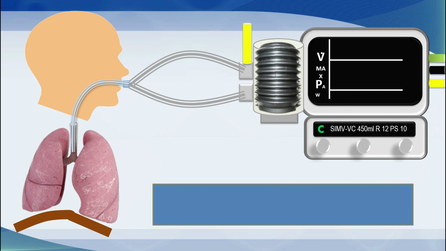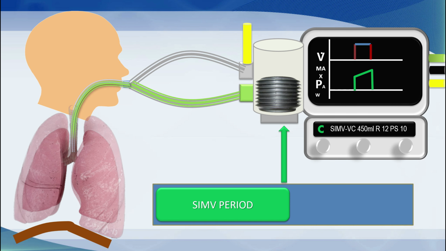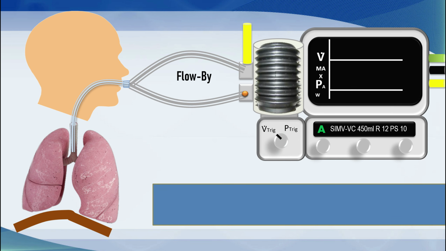Let me just roll that animation for you again, just to watch what happens here. There we are, triggering flow going into the patient, airway pressure being measured, and that is happening at the end of the SIMV period. Let's roll on to the spontaneous period. So once that breath is delivered, we're in the spontaneous period, and we're waiting for the patient to take a breath, but nothing happens. So the spontaneous period just rolls and nothing happens during that period.